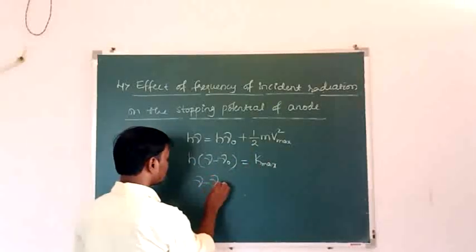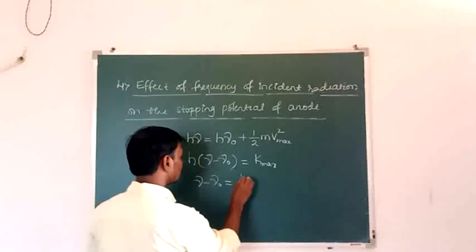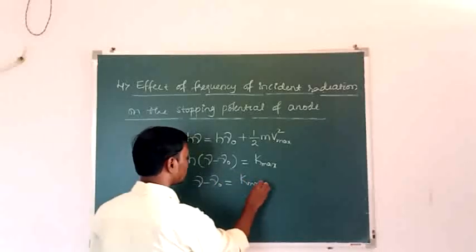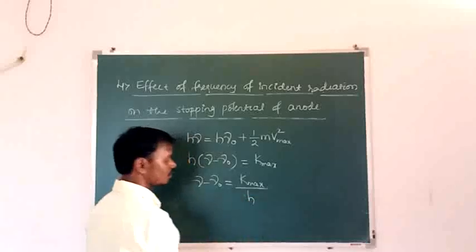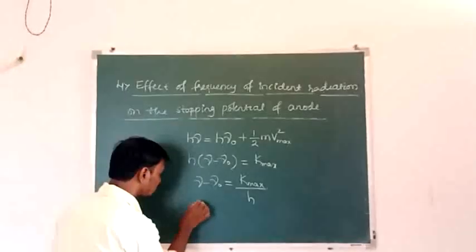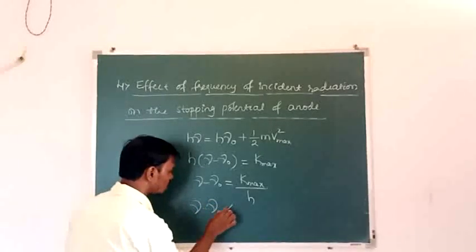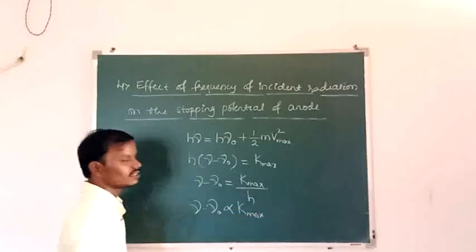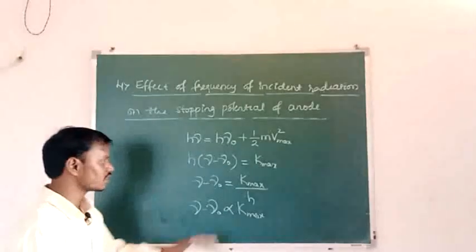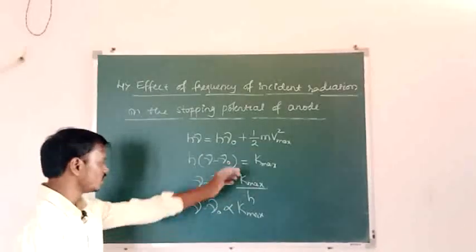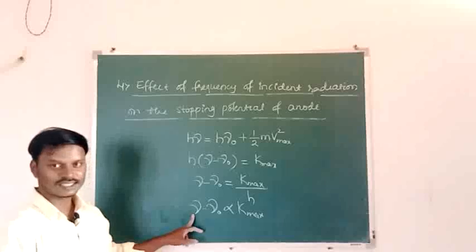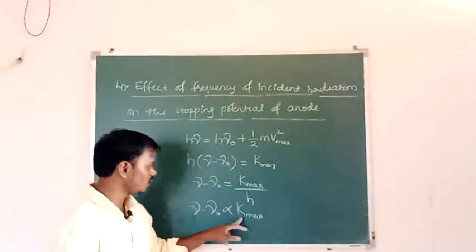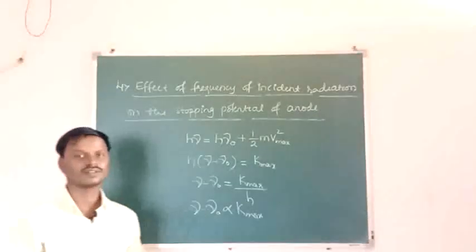Nu minus nu naught is equal to the kinetic energy of the ejected electron divided by Planck's constant. That means nu minus nu naught is directly proportional to the kinetic energy of the ejected electron, because h is a constant, Planck's constant. Then as the frequency of incident radiation increases, the kinetic energy of the ejected electron also increases.